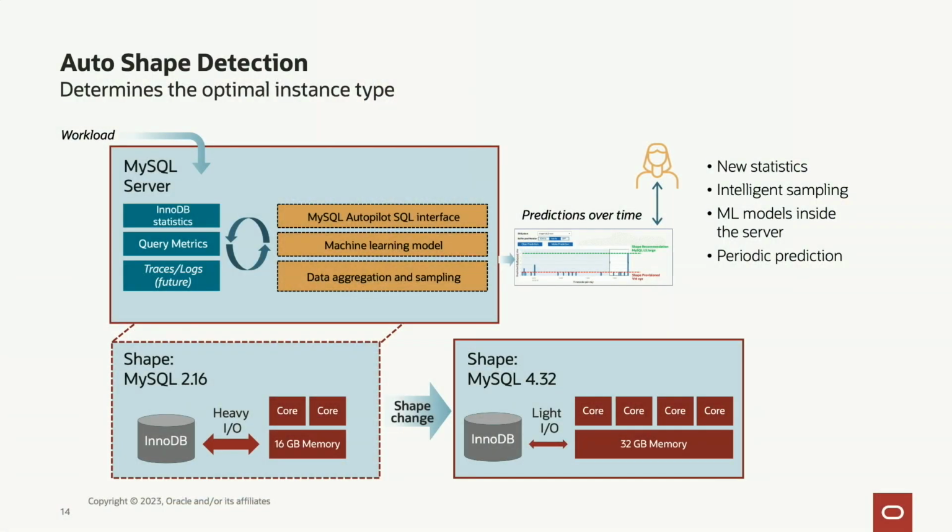The other one is auto shape prediction. From an OLTP perspective, the workload can vary based on season and based on demand. So a lot of the time, it takes a lot of DBA time to figure out the optimal underlying hardware for their workload so that they can maximize the performance and minimize the cost.